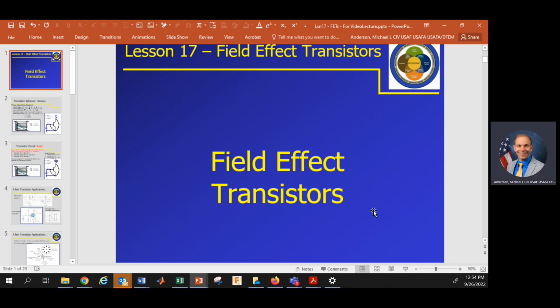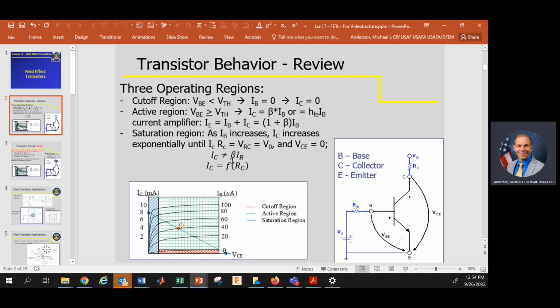Okay, welcome. Today's lesson is on field effect transistors, lesson 17 for Mechatronics. First, I want to do a little bit of review about transistors in general. Remember, these are called bipolar junction transistors. We have a base, a collector, and an emitter. And current generally flows from the collector to the emitter, and the base current controls how the transistor operates.